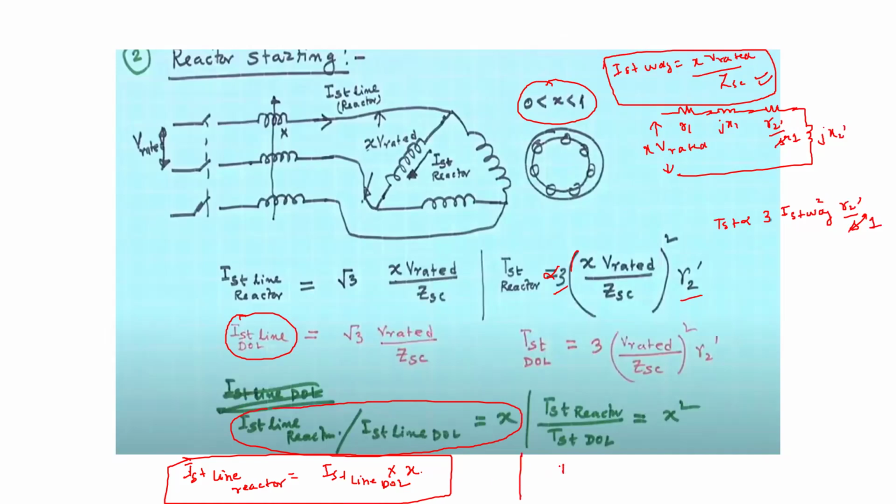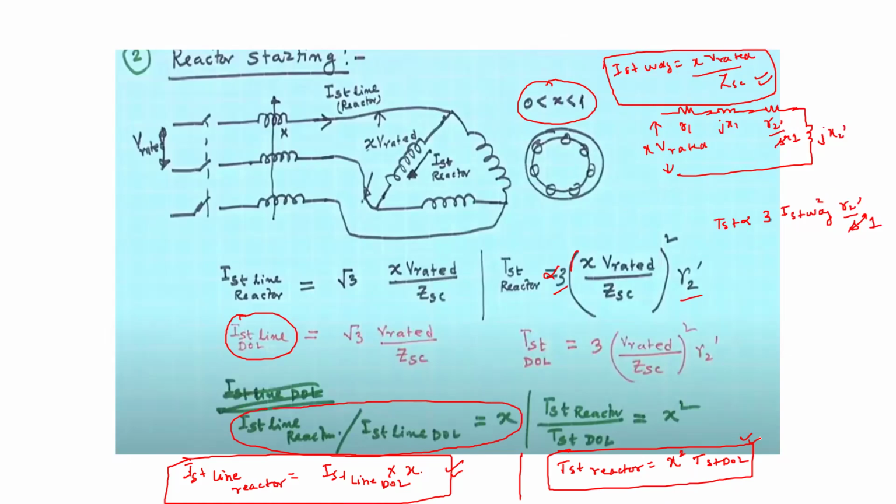But what happens in this process is that the starting torque of the reactor also reduces by X square times. You are able to limit the starting current, but in that process your starting torque also gets reduced by X square times, which we do not want. This is the pros and cons of the starting method: you are able to reduce the starting current, but you lose the starting torque. So let us see if we can overcome this in some other method.